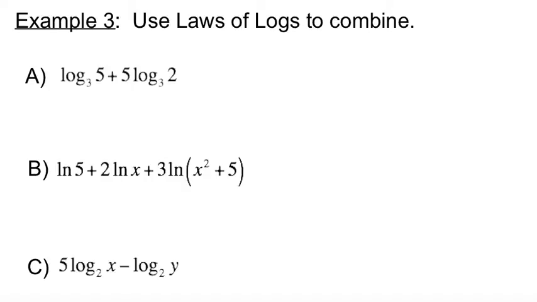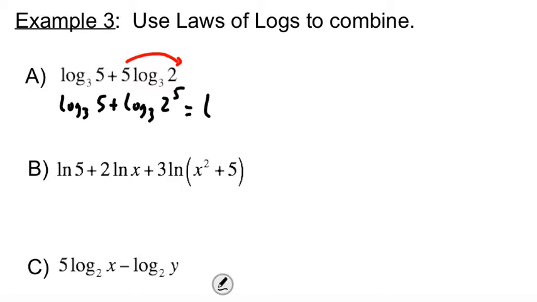So now let's go ahead and use them to combine. So we've got log base 3 of 5 plus 5 log base 3 of 2. You kind of want to work your rules backwards. So you want to go ahead and use your power rule first here. So I'm going to put my 5 back in there first. In doing so, I end up with log base 3 of 5 plus log base 3 of 2 to the 5th. And I might even simplify that down. I get log base 3 of 5 plus log base 3 of 2 to the 5th. There is 32.